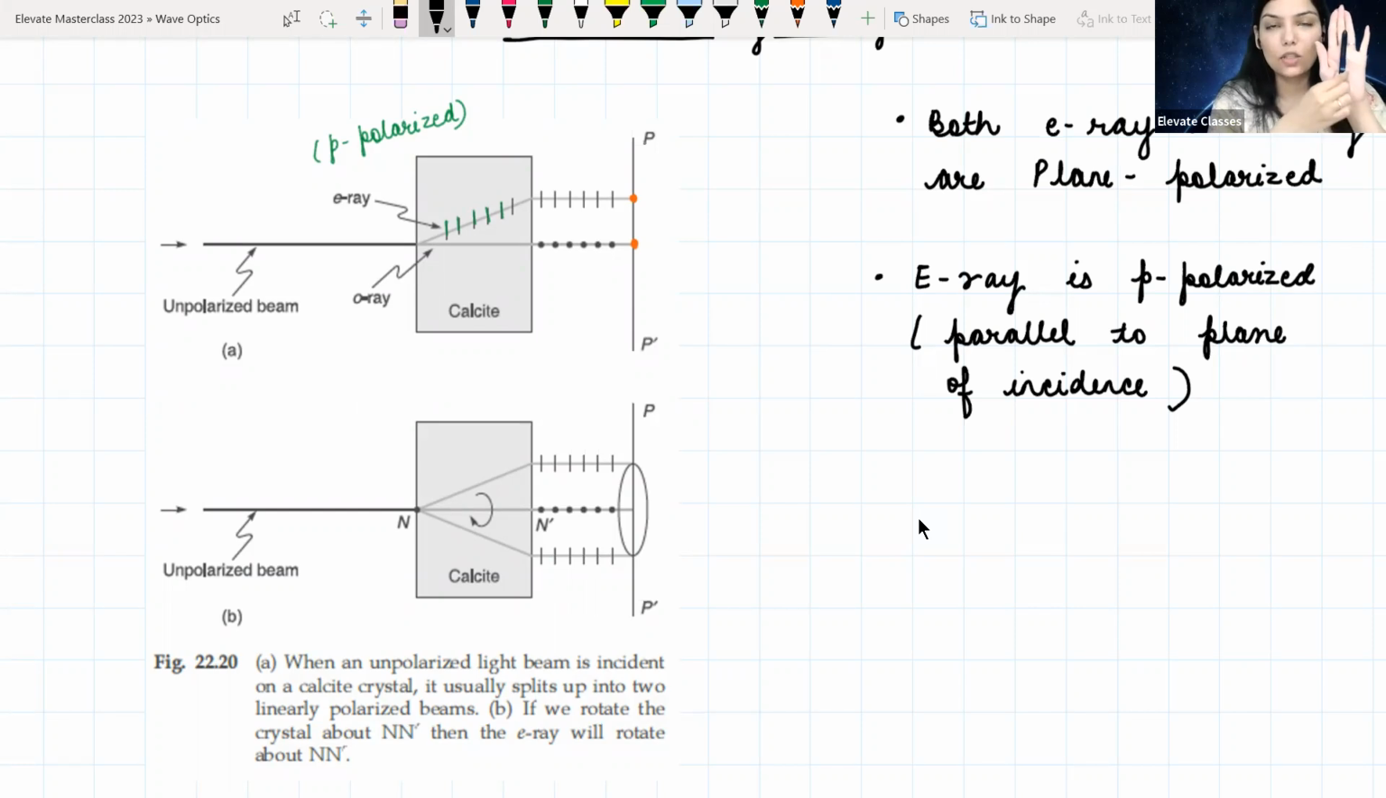But if I look at the O ray, so I see that it has been shown, the polarization is being shown as dots. So now that is known as S polarized. So S means that perpendicular. So if this is my calcite crystal, so my electric field would now oscillate like this, perpendicular to this plane of incidence. So let us write that also. So my O ray is also called S polarized.